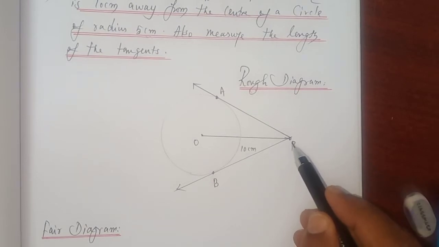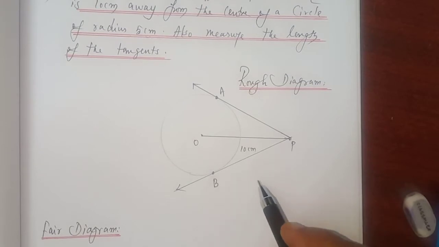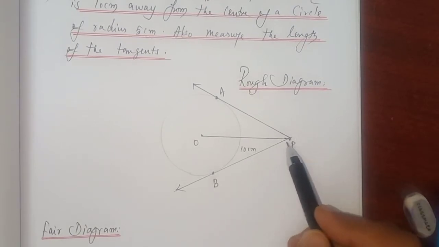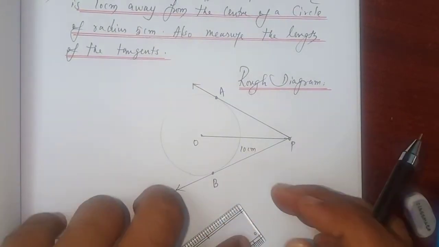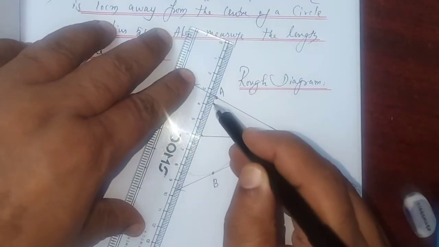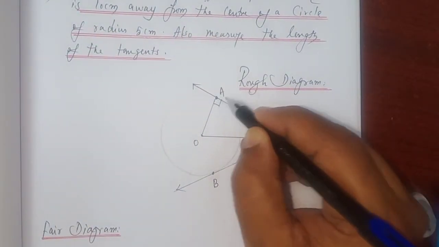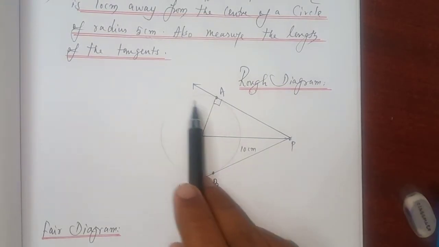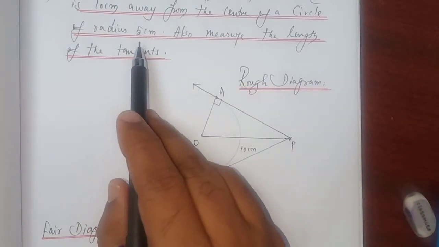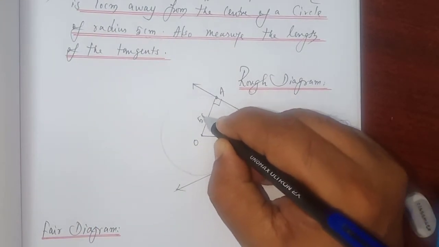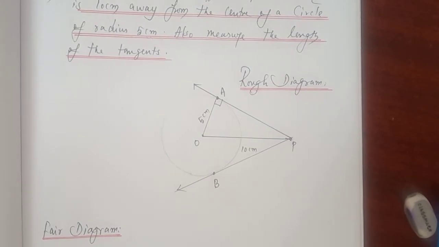Generally, from an external point to a circle, we can draw two tangents. One is PA, another one PB. You are asked to find out the length of the tangents PA and PB. Actually, PA and PB are equal. Join O and A. OA is a radius. It should be 90 degrees because a radius is always perpendicular to the tangent. OA, the radius of the circle, is given, that is 5 cm. It is a rough diagram only. Now we can do the fair diagram.